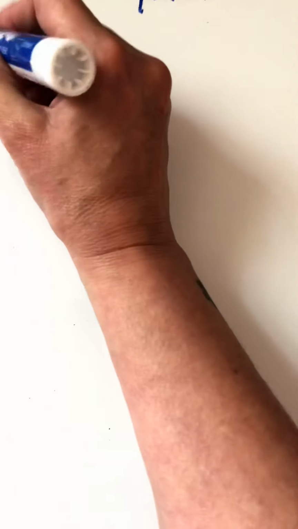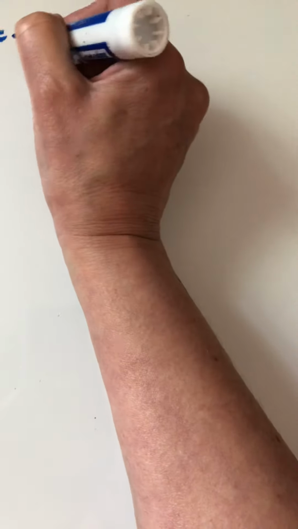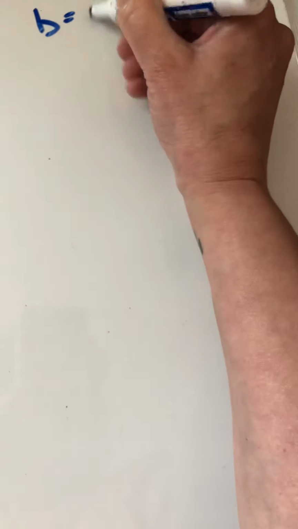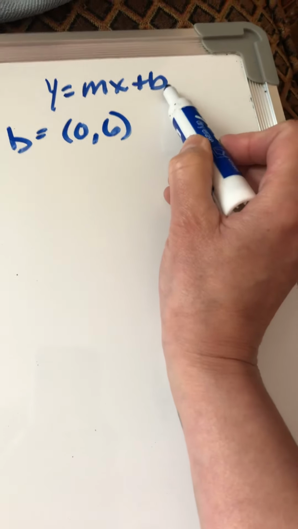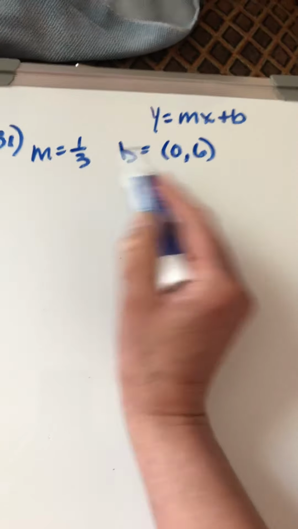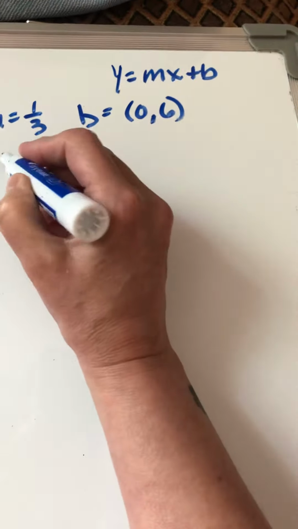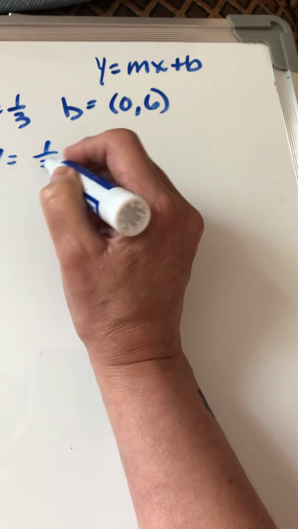Okay, and then on 31, you are given slope and y-intercept. So slope, y-intercept. Well, this is slope intercept form. So as soon as you have slope and intercept, you have the equation of the line looking at you.